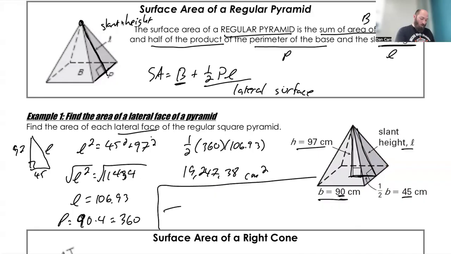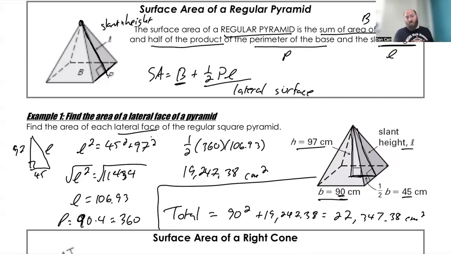If I want the total, then I just take that number and I add it to the area of the base. So the total surface area would be 90 times itself, so 90 squared, plus the 19,247.38. So I'm going to add that 90 squared, and I get 27,347.38 square centimeters. So this problem is only asking for the 19, but I just want to make sure you see that we just do the area of the base as well.